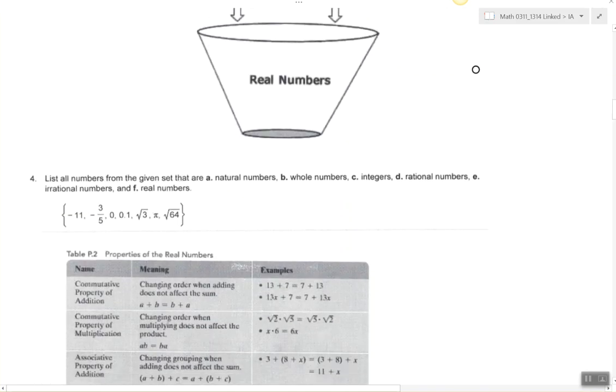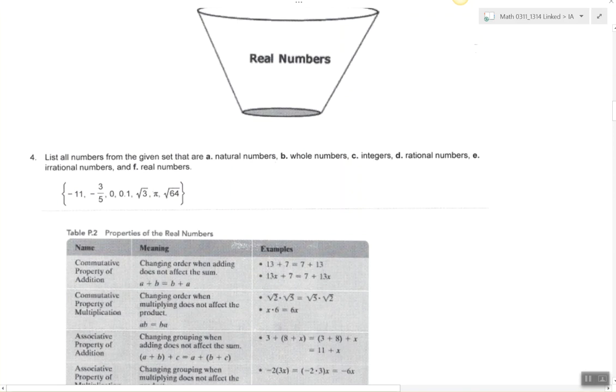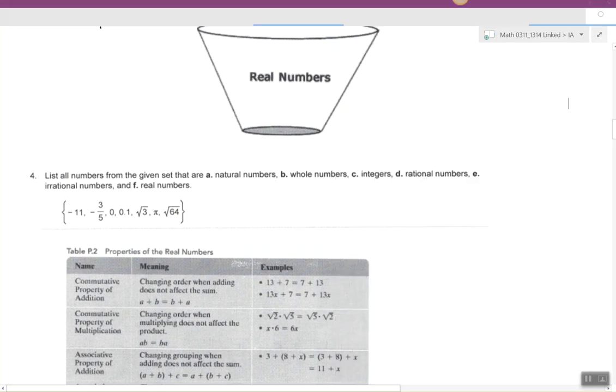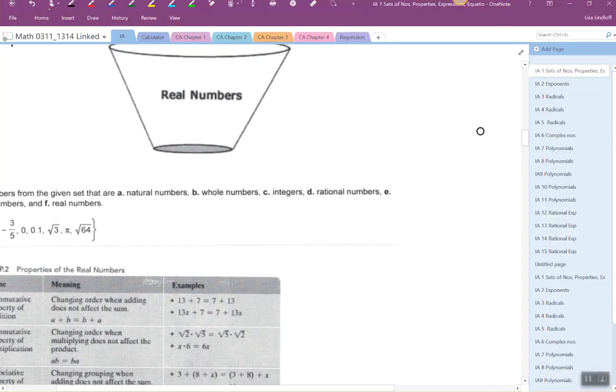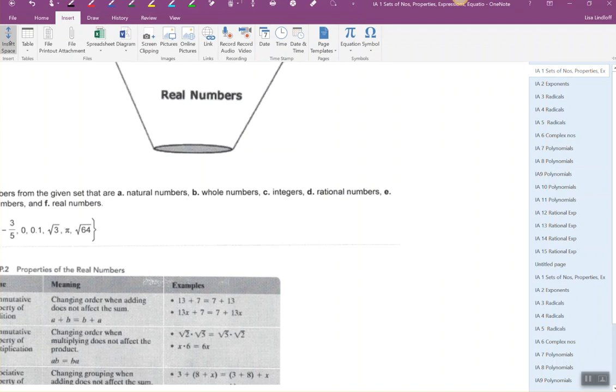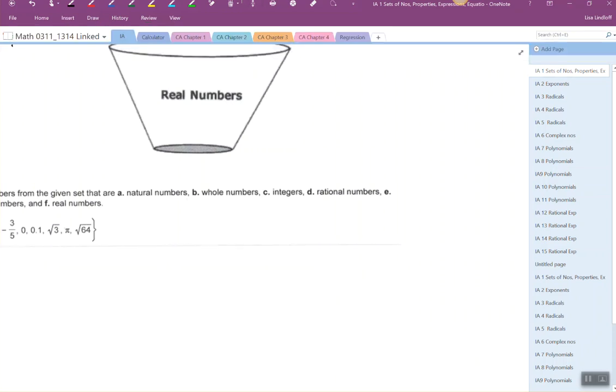Now, we've done all of that to try to answer literally one question. It says, list all the numbers from the given sets that are in the natural numbers, then the whole numbers, and so on. In my math lab, this will be a drag and drop activity, but in here, I'm just going to make a list.